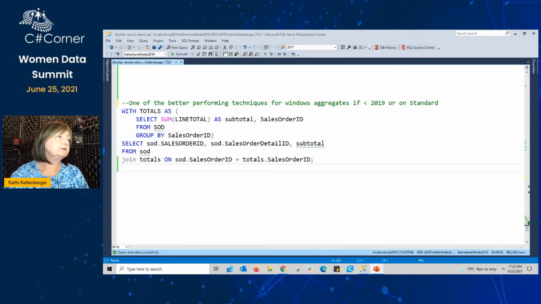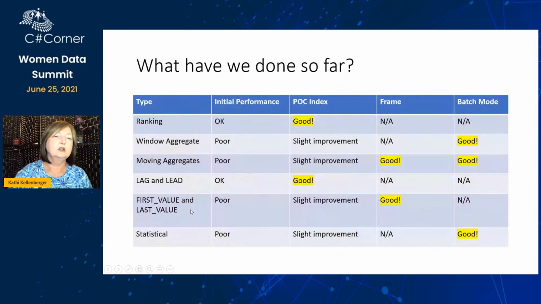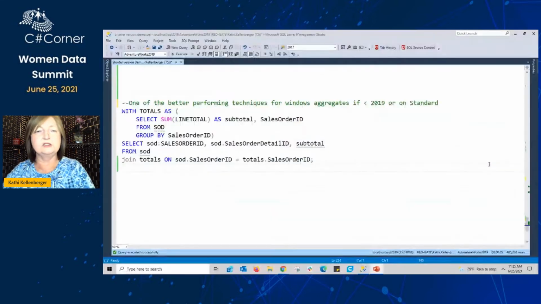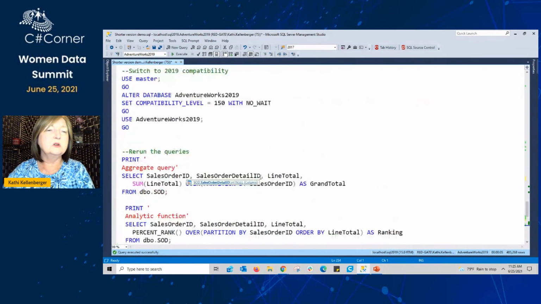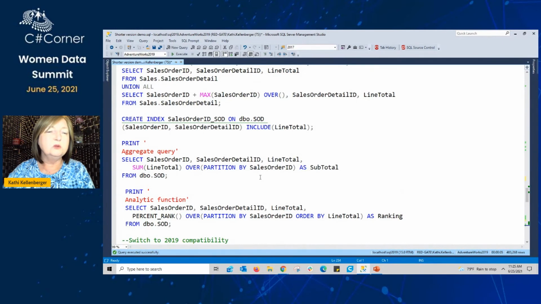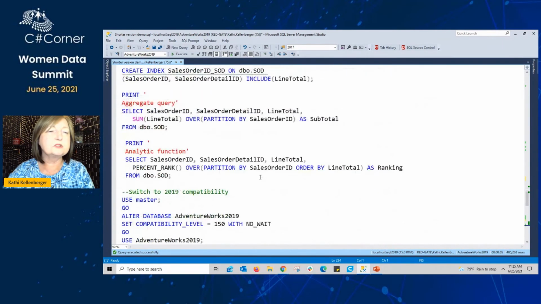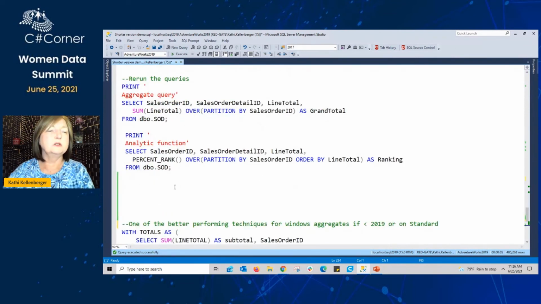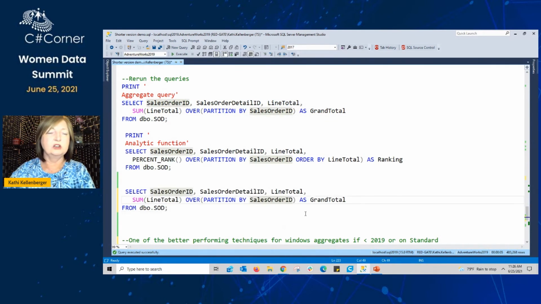I've got one more little table here to look at. At this point, because of batch mode on row store, I have been able to get good performance where I couldn't before. Actually, I don't know if I've got an example. Let me go back here, and I think I'll just write a query here. Let me just take this one, even though it might not make sense, and add an OVER clause here.